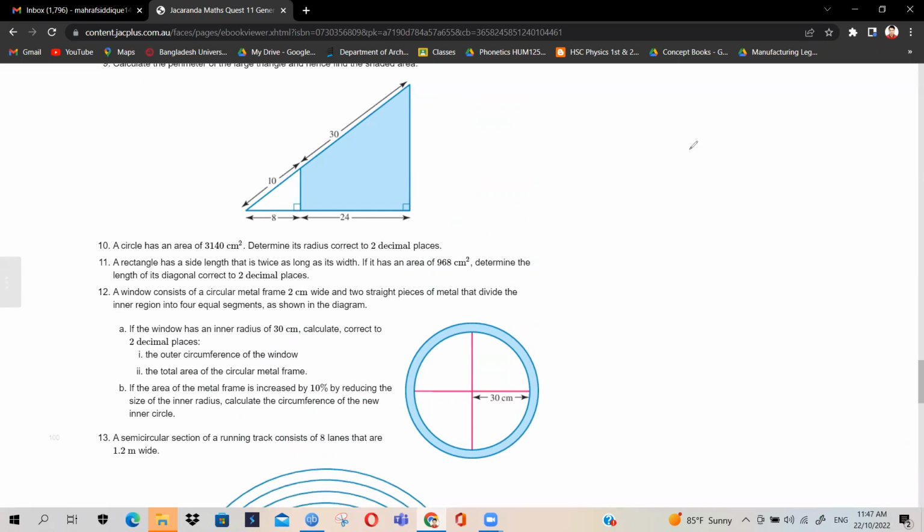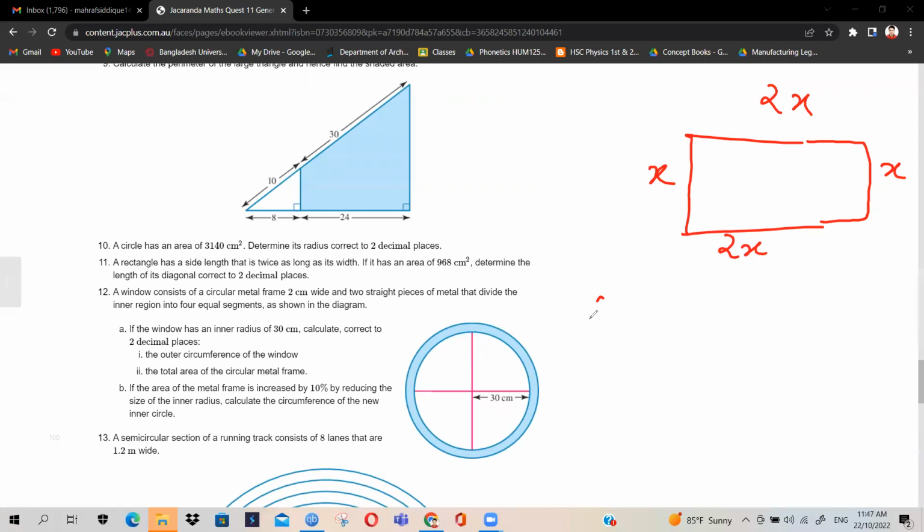So, rectangle. Done the math. Okay, so say this is x. This is twice x. So the area would be twice x squared equals 968. What was the value for x? I got 22. Okay, 22. All right.